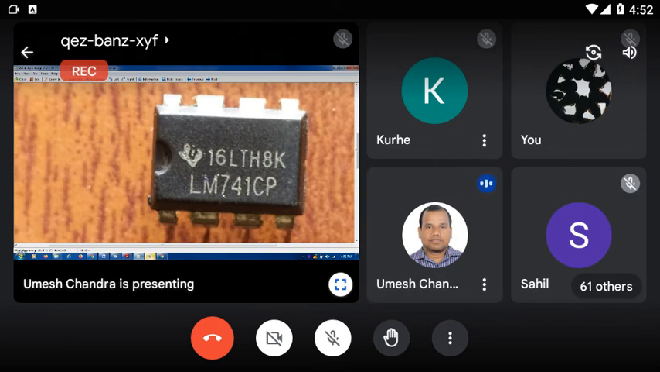Another example: 7400 is the NAND gate IC, 7402 is the NOR gate IC, 7432 is the OR gate, 7404 is the NOT gate, like that. Sir, should we remember all these numbers? Yes. If you remember the numbers, then you know which type of IC it is and what the function of that IC is. Okay, sir.